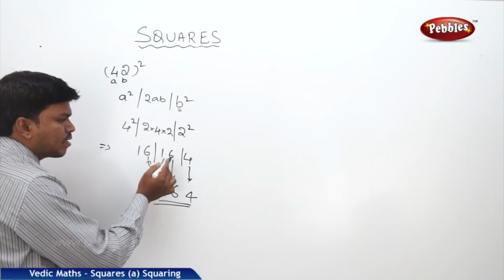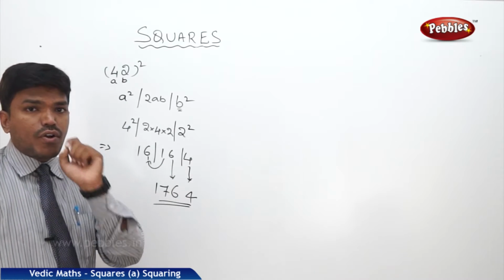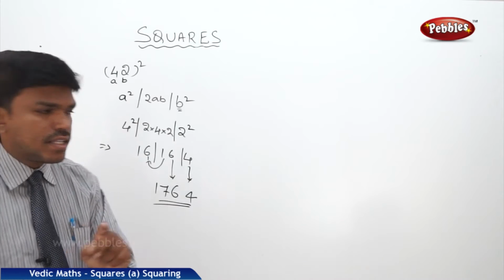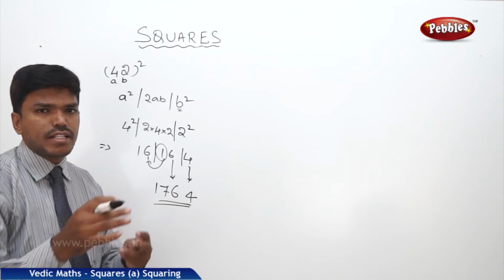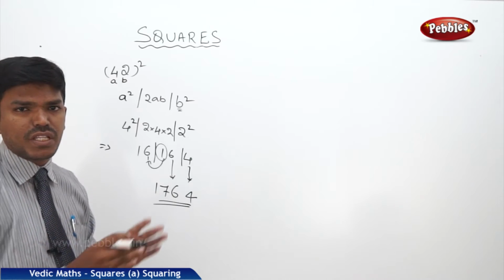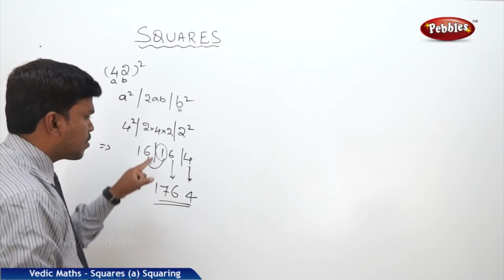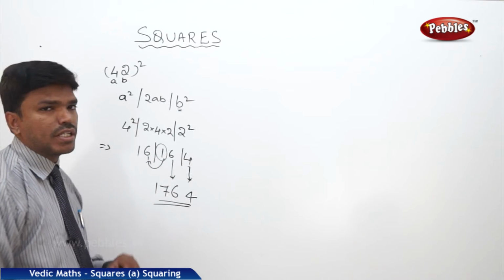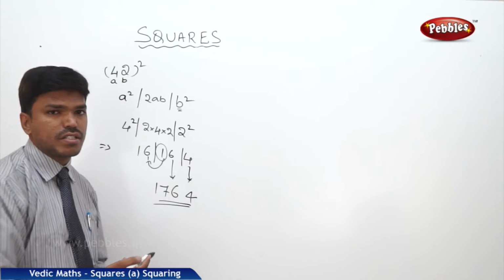Now coming to the next numbers, that was 16. In 16 I will drop the ones place digit, that is 6. Drop it as it is, and whatever be the remaining digit, either it is a tens place or a hundreds place, whatever it may be, just carry forward to the next part of the answer. So 1 will be carried to the next number, that is 16. So 16 plus 1, 17. So my answer is 1764.